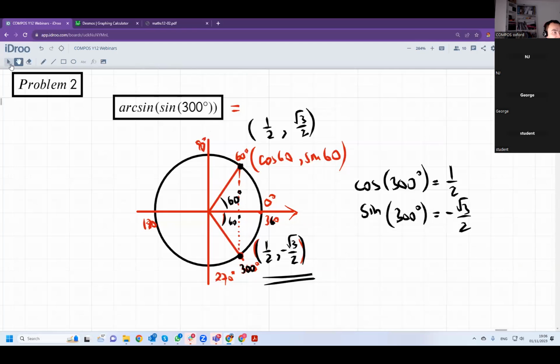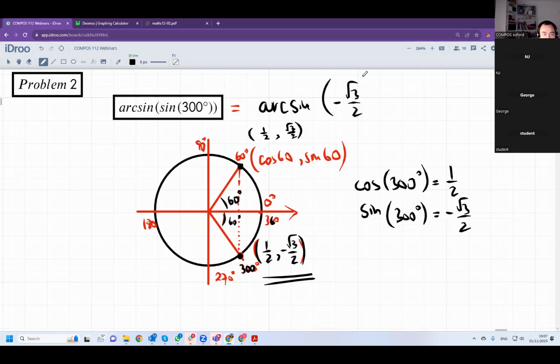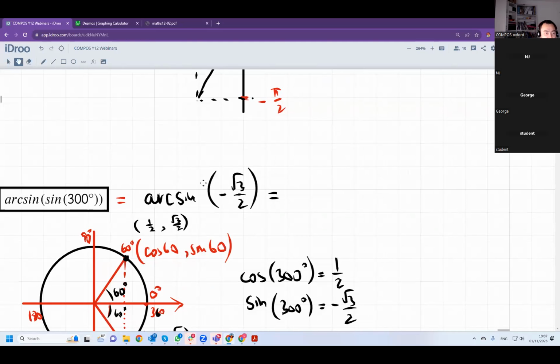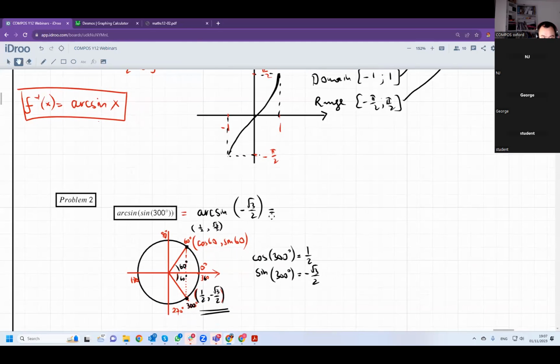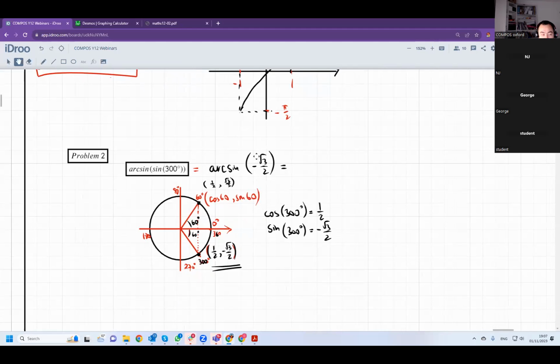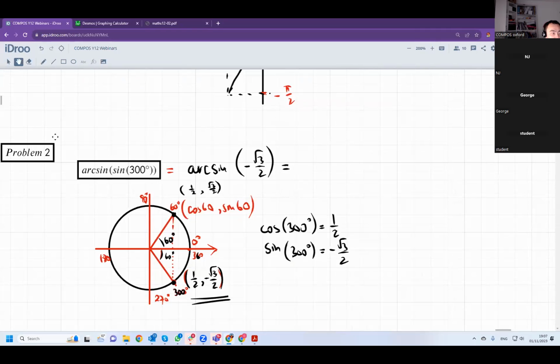So arcsine of sine 300 is the same as arcsine of minus square root of 3 over 2. So which angle? And remember, arcsine has a range between minus 90 and 90. So you can only have a value between minus 90 and 90 for the angle that has the same sine. And this angle is, of course, minus 60 degrees. So arcsine of sine 300 is minus 60.